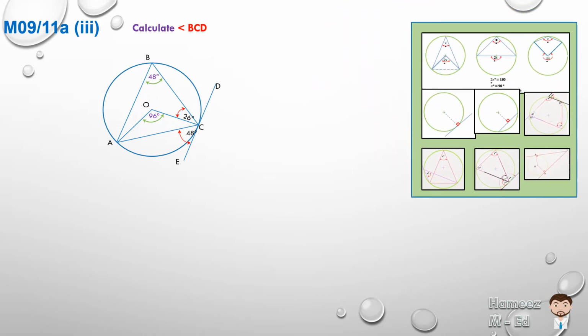Part 3 of the question, let's also include the 48 degrees from part 1 and the 96 degrees from part 2. So part 3 is asking us to calculate angle BCD. So angle BCD, let's look at that, is the exterior angle between the triangle and the tangent. So if we want to calculate that, let's look at the rules on the right hand side.